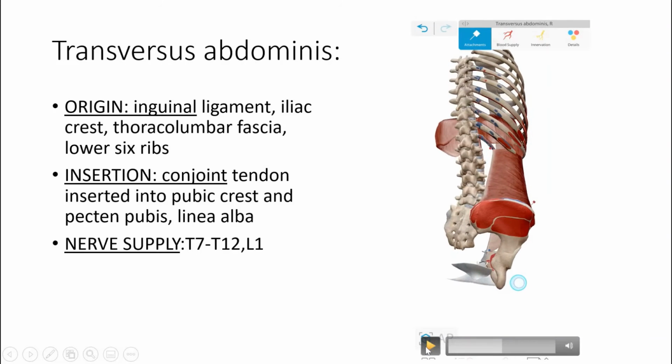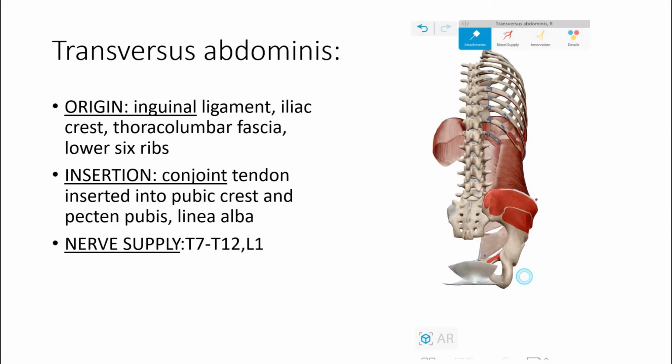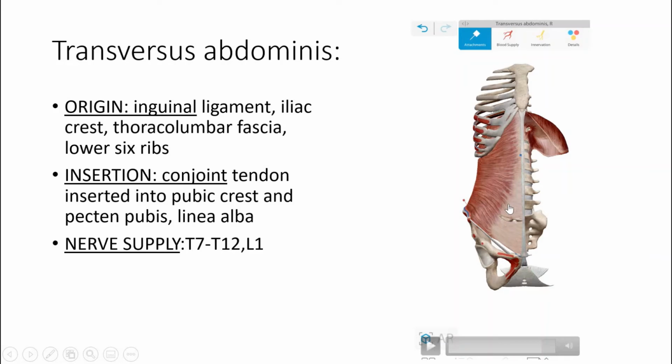and their costal cartilage, and it is inserted, most of the fibers are inserted into the pubic crest and pecten pubis by forming the conjoint tendon together with internal oblique over here. So this is the conjoint tendon which is together formed by the internal oblique, and the fibers which run horizontally, so they end in a broad aponeurosis and get inserted to the linea alba, which extends from xiphoid process to the pubic symphysis.